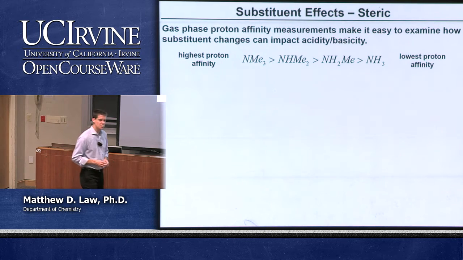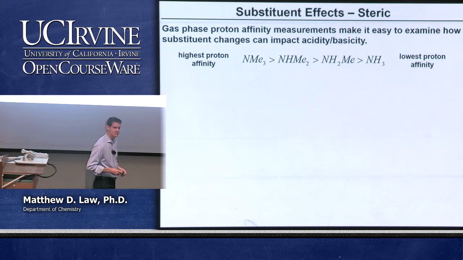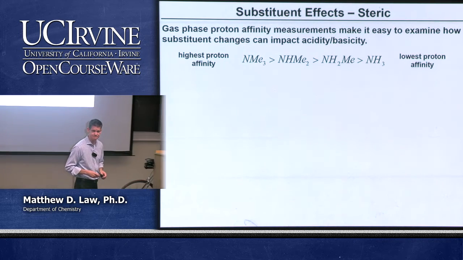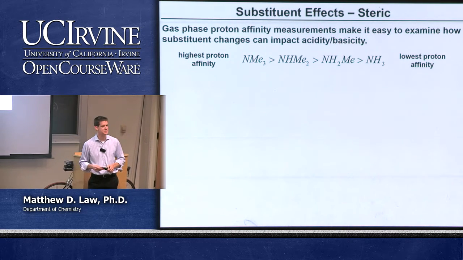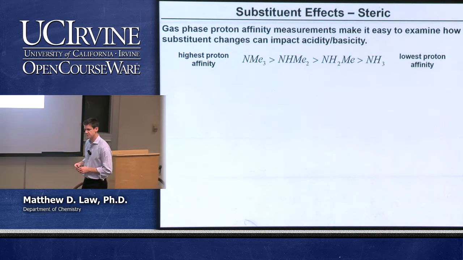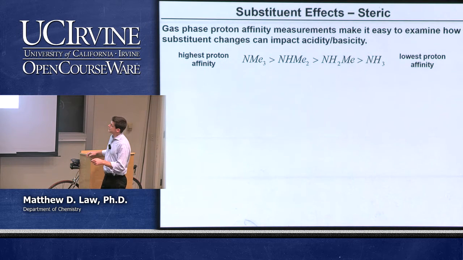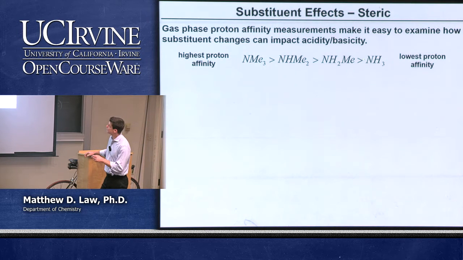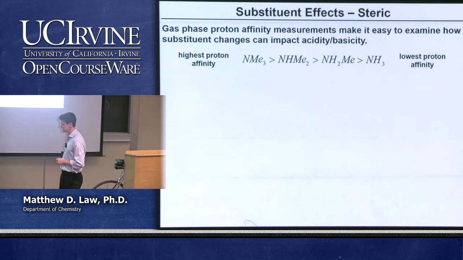So we have electronic effects that are one important part of acid-base reactivity. We also have steric effects. Steric effects come into play especially when we start talking about Lewis acid-base chemistry with large acids and bases interacting, where steric effects can be important. So we can use, again, the gas phase proton affinities to look at how steric effects play out. We have this trend from the last slide, where we know that the strongest base is here, and the weakest base is ammonia.